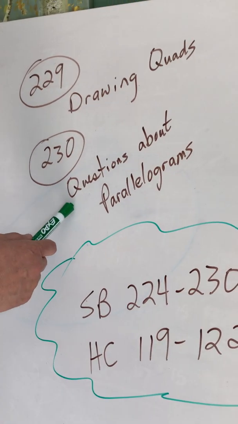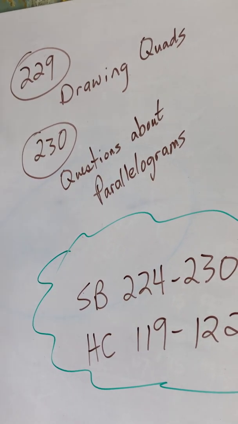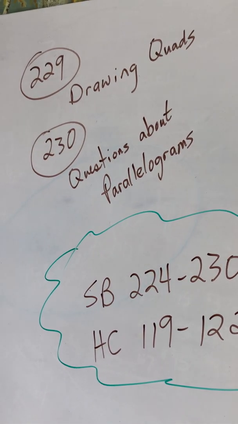Page 230, which is the end of Module 2, student book, page 230, is questions about parallelograms, okay? So, and I looked at that, and it's basically a review from last year. I don't think, 5th grade, you'll have any trouble, okay?